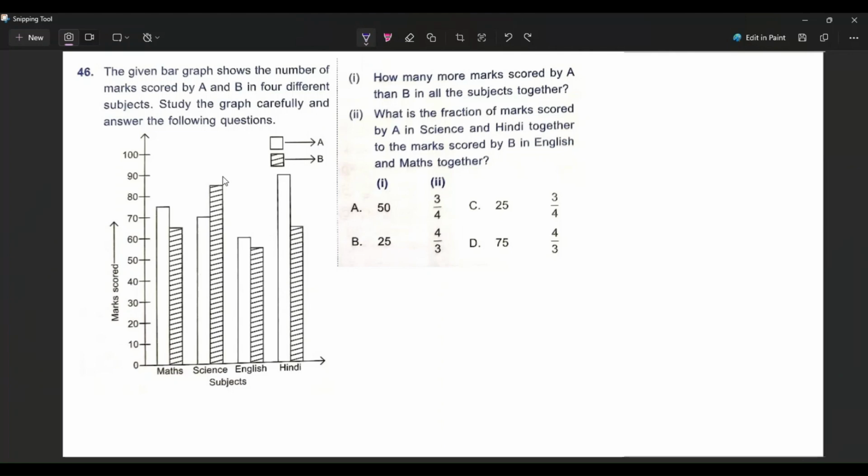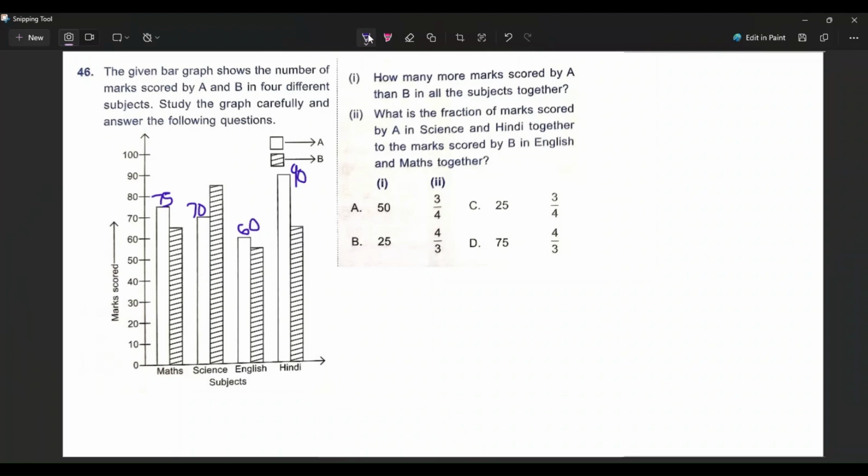46th question. The given bar graph shows the number of marks scored by A and B in 4 different subjects. Study the graph carefully and answer the following questions. So these are the marks scored by A and B in 4 different subjects. The lined one is B and the empty bar is A. So let's mark A, then followed by B. So marks scored by A in maths is 75. Marks scored by A in science is 70. Marks scored by A in English 60. Marks scored by A in Hindi 90.